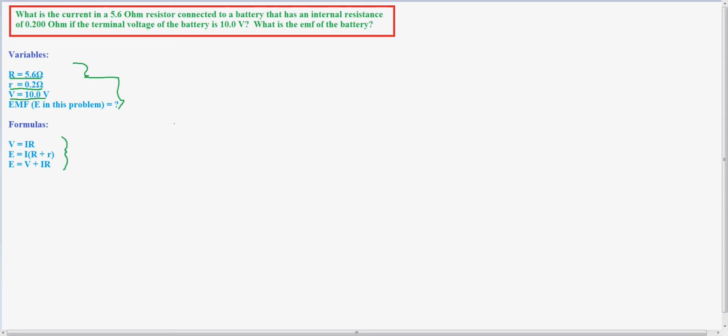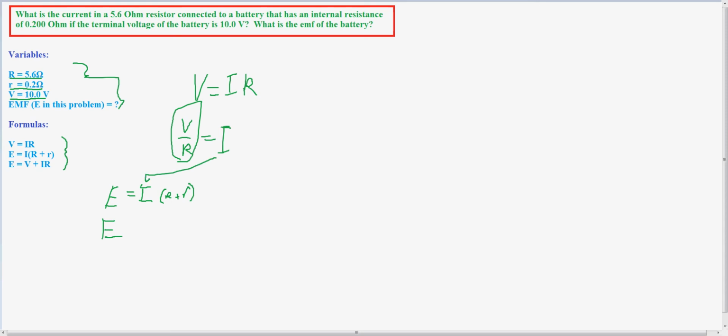How I started this problem was I knew that V is equal to IR. And so I did V divided by R is equal to I, which got me what I need. That's the only tricky part of this problem. And then I just substitute I into this equation, E is equal to I times (R plus r). Let me just put it right in there.